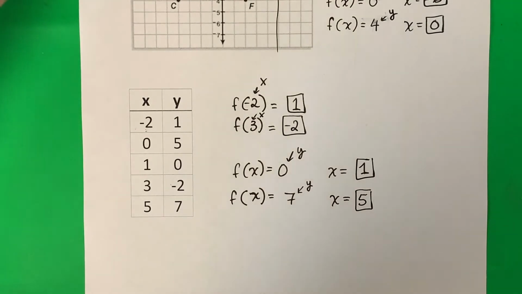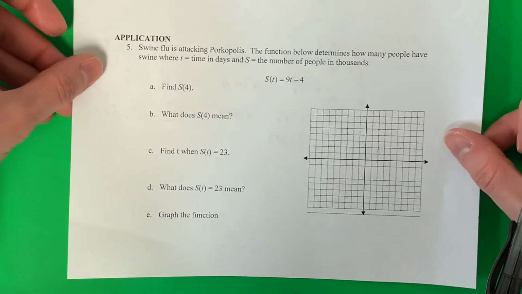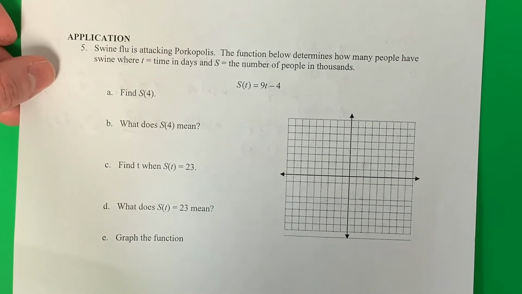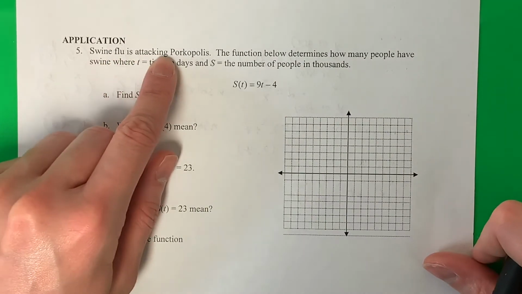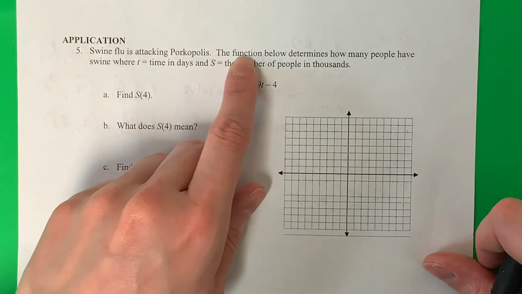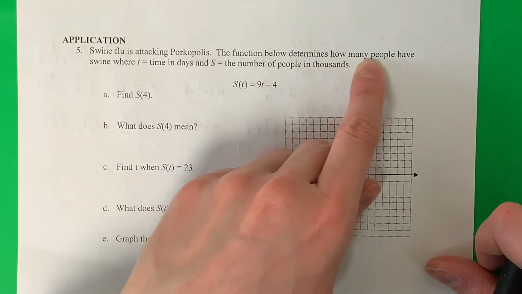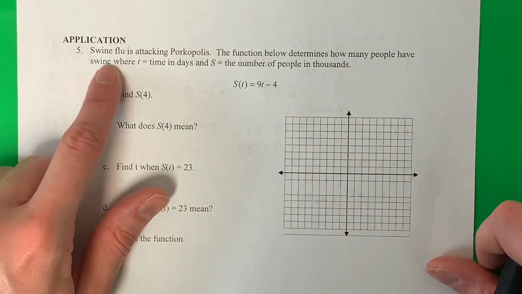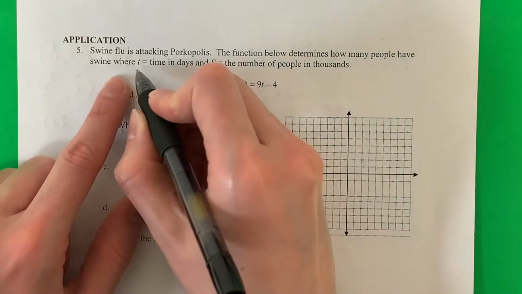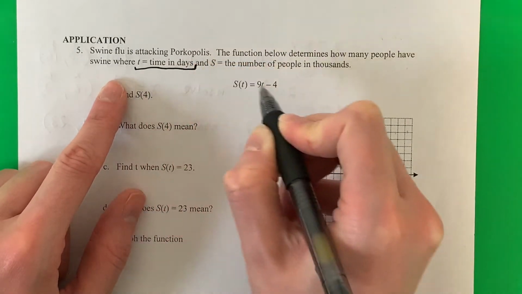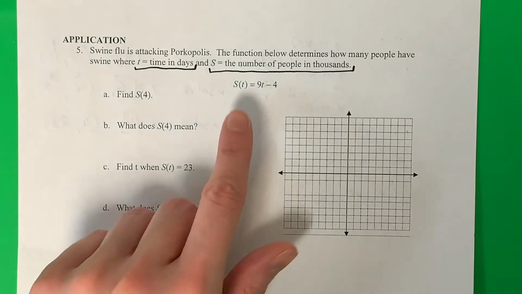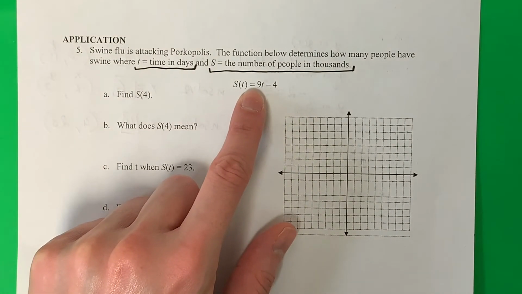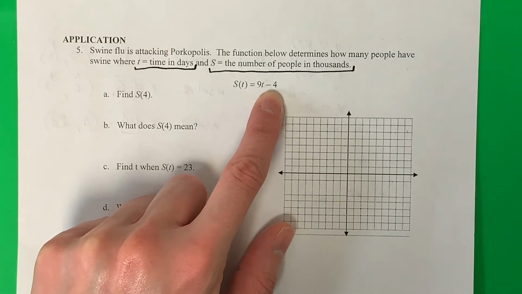Okay, let us do one final example using word problems. Swine flu is attacking Porkopolis. The function below determines how many people have swine flu, where t equals time in days and s is the number of people in thousands. So I have s of t equals 9t minus 4.